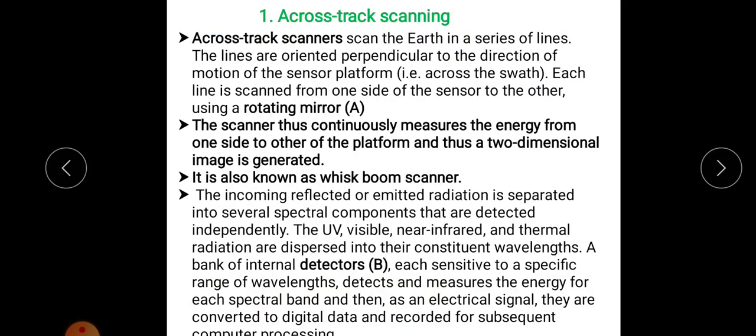So we can first look at across track scanning. Across track scanners scan the Earth in a series of lines. The lines are oriented perpendicular to the direction of motion of the sensor platform. Here we are scanning the feature which is perpendicular to the direction of motion of the sensor. Each line is scanned from one side of the sensor to the other using a rotating mirror. I will explain using this figure.